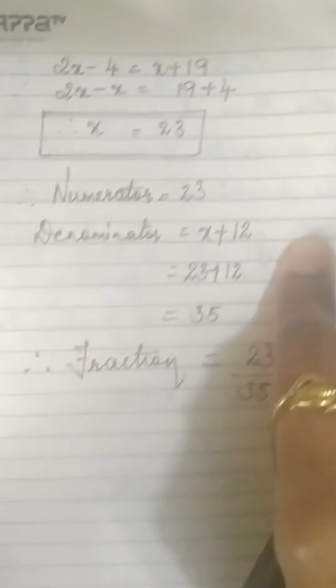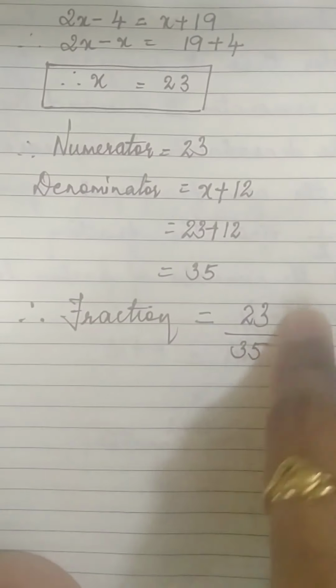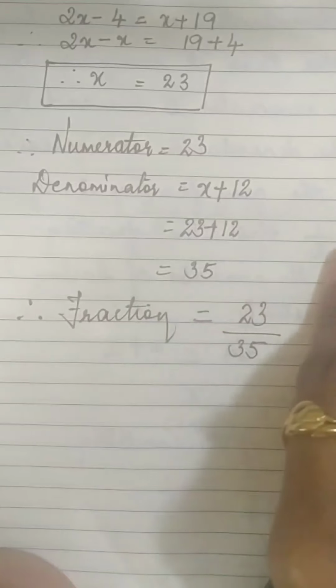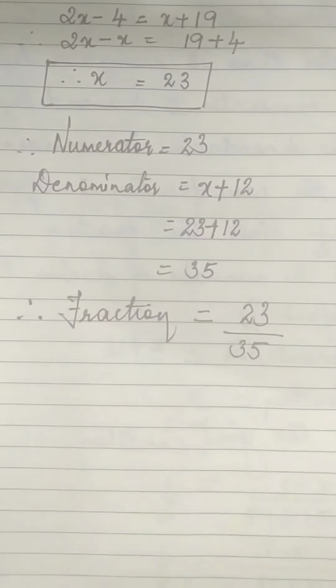So second question also we got it easily. This is the fraction 23 upon 35. This we can't cancel it further, so keep it as it is. Moving on to the third sum.